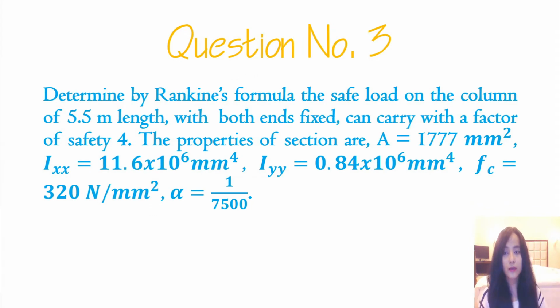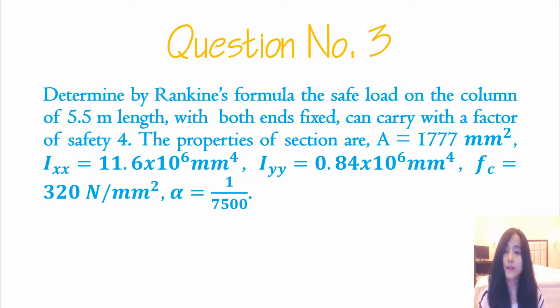Coming to the third numerical of the session, it says determine Rankine's formula and safe load on the column of 5.5 meter length with both ends fixed can carry a factor of safety 4. The properties of sections are area 1777 mm square, Ixx equals to 11.6 into 10 raised to power 6 mm raised to power 4. Moment of inertia about y-axis is equals to 0.84 into 10 raised to power 6 mm raised to power 4.